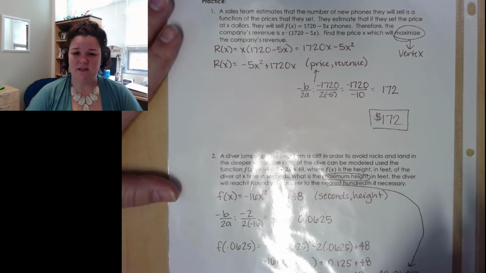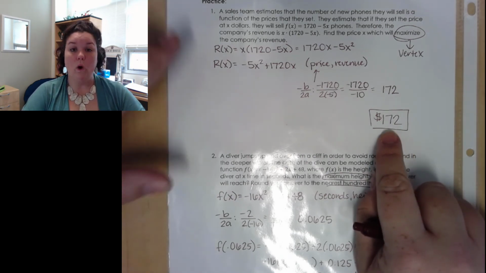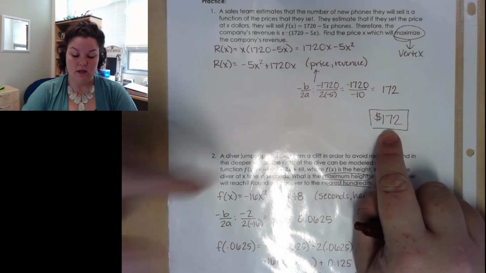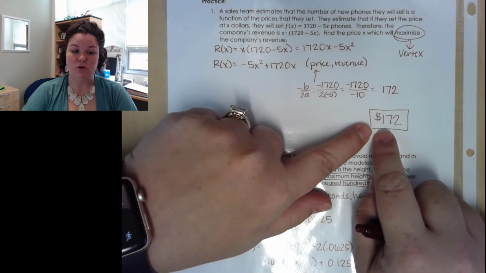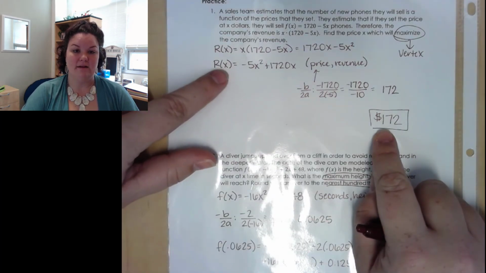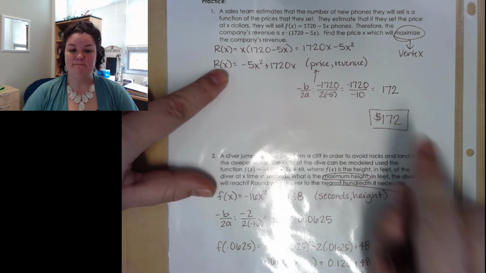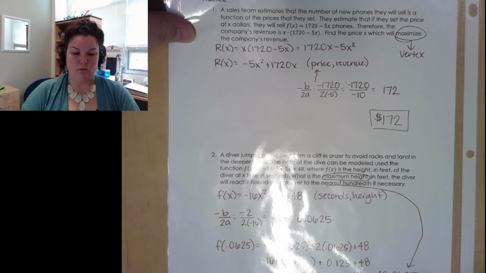Okay, does that make sense? Now, if it had asked what is the maximum revenue, then once we find 172, we would plug it back in to our revenue. Okay, all right, let's look at the second one.